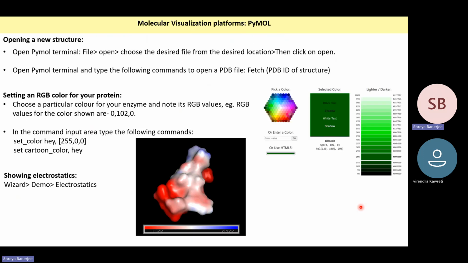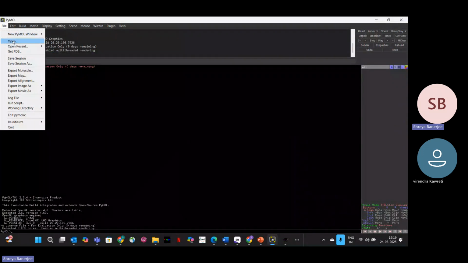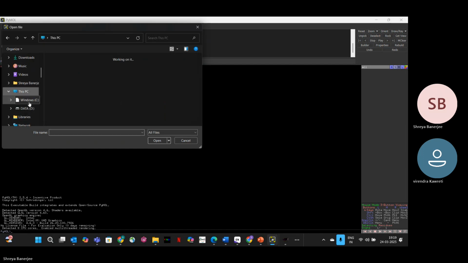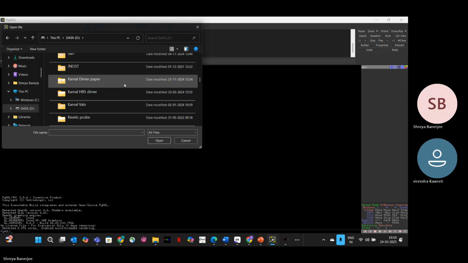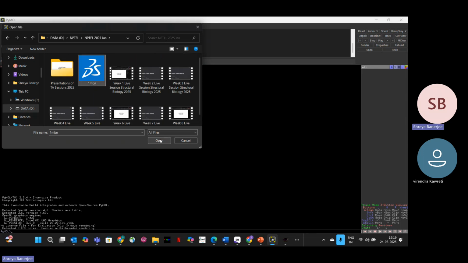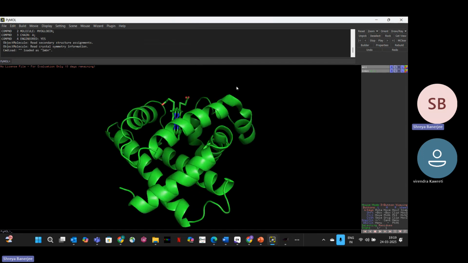Now we will look at two visualization softwares. I already showed you Qt. Now I will show PyMol. If I open PyMol, I'll open the same PDB in PyMol. So I'll go to File, Open. I'm opening this PDB 1MBN, which is the myoglobin PDB we downloaded. You can see it in PyMol. You can observe the PDB.